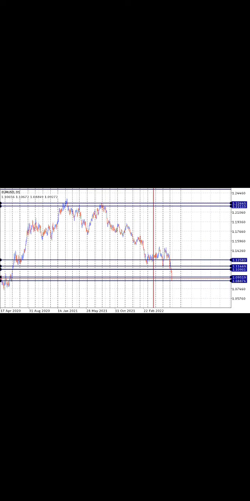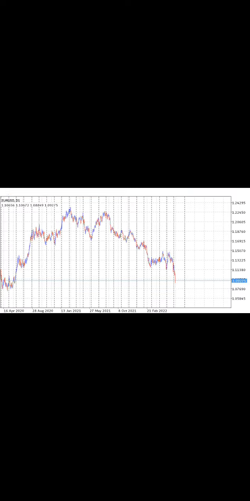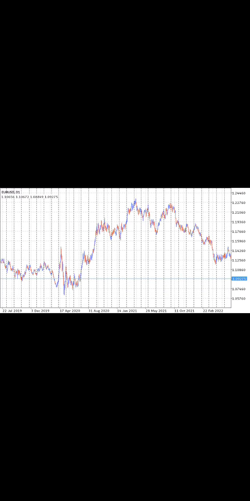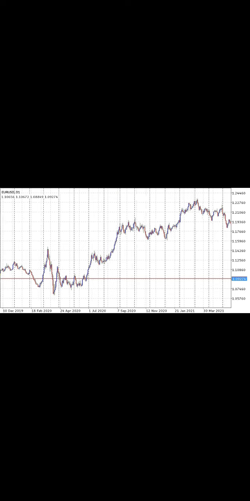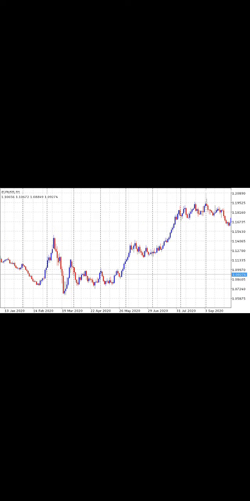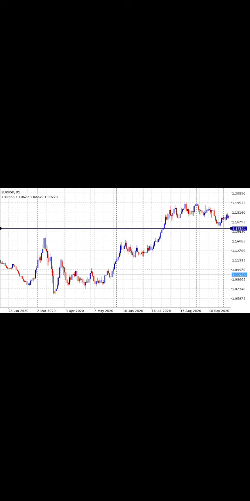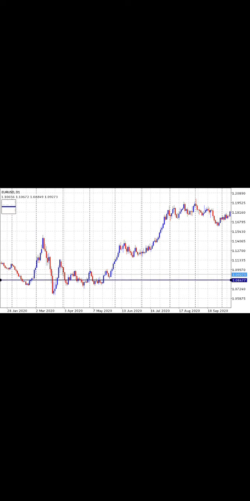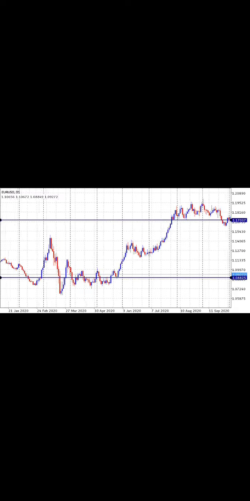Looking at the daily chart, let me remove everything so you get a clear understanding. Since 17th April, this was where price formed the lowest point. So if I want to pick my order block here, I will mark this point.